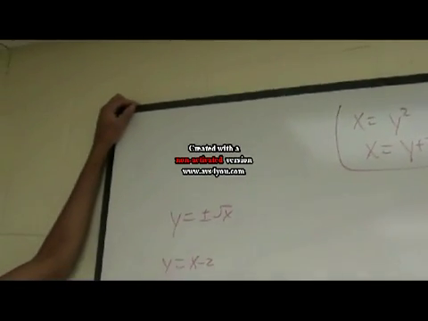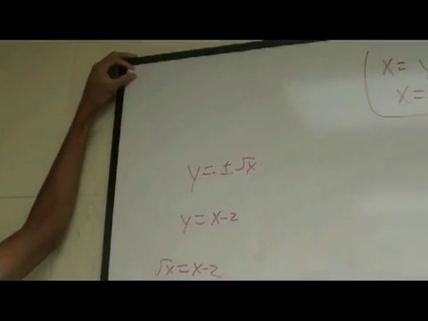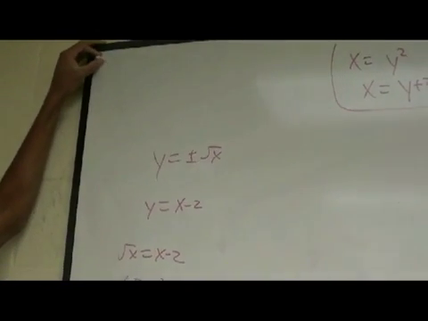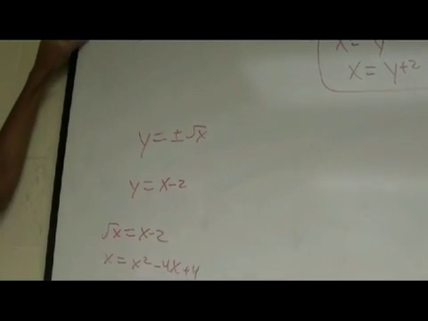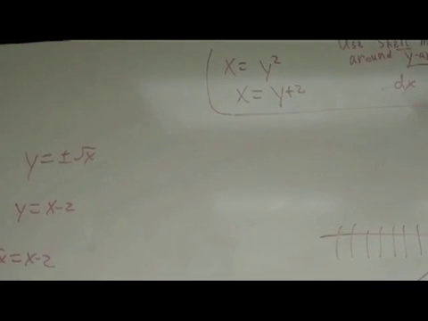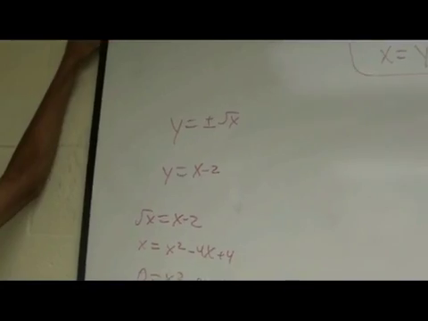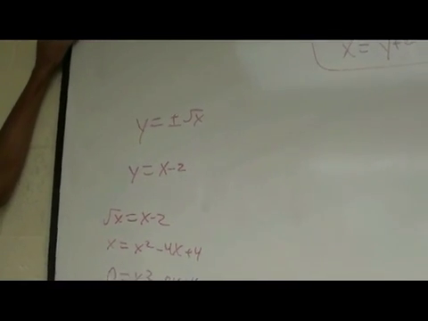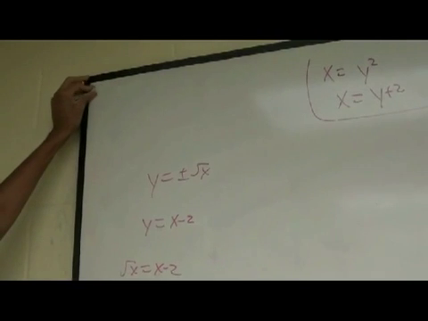So since we're rotating in terms of dx, we have to get all our functions in terms of x. So right here we split up the x equals y squared, made that into x equals plus or minus root x, and then x equals y plus 2, we just make that y equals x minus 2. That's pretty simple to follow. If you don't get that, then you need to stop watching the video and go ask for help.